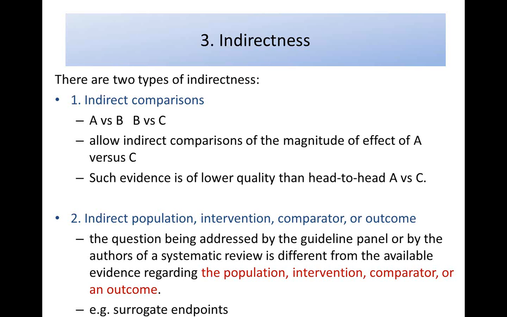But in the case of a guideline panel, they might not have commissioned a review. They might be using existing reviews, and that will mean that they may have evidence from a review that's a similar PICO but not quite right. So they would, in this case, downgrade for indirectness for population, intervention, comparator or outcome.